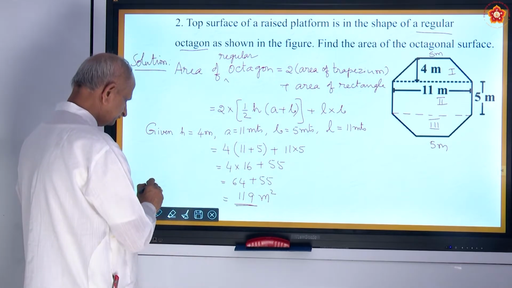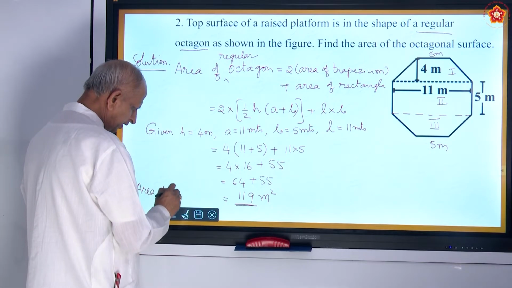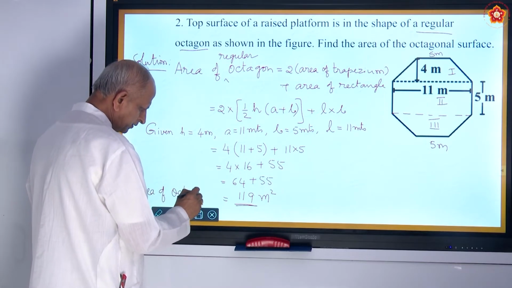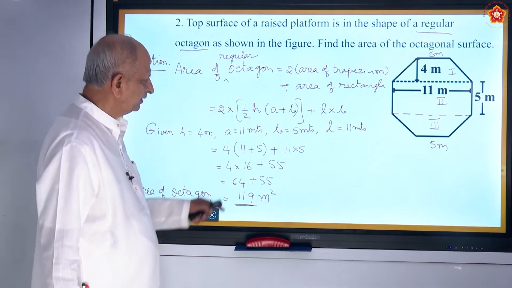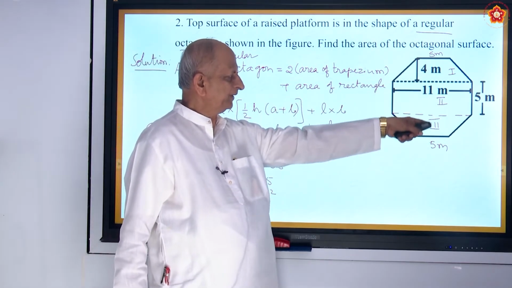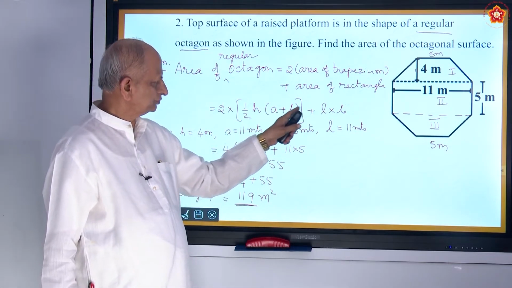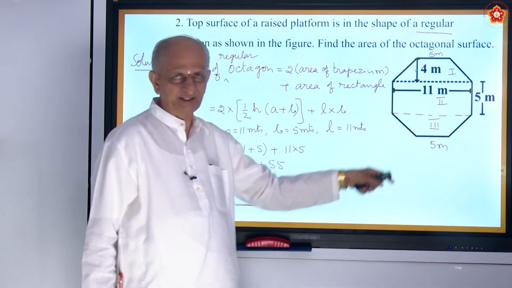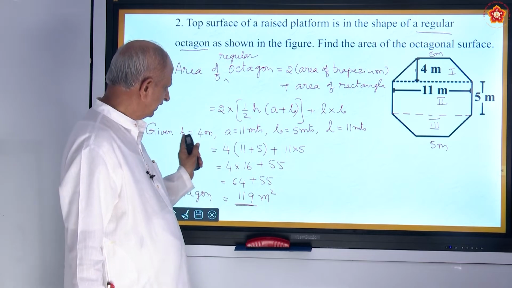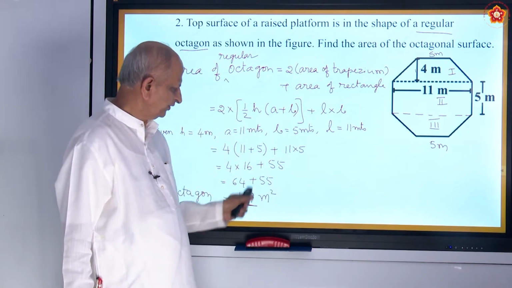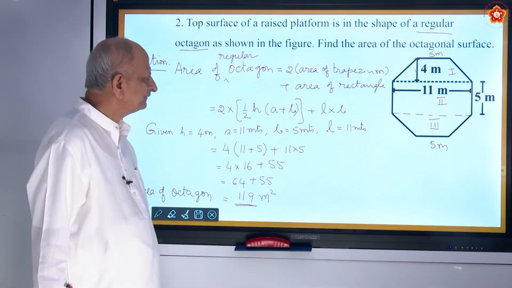So what is the answer? Area of octagon. So we made it simple. How is it simple? We took the 2 trapeziums at a time. That is how it became 2. And in the middle you have the rectangle. Understood? Write the formula. Write the units given. Substitute. Super. Okay. Noted?